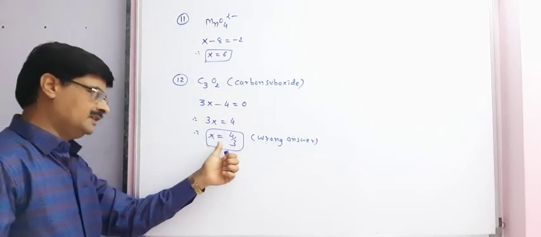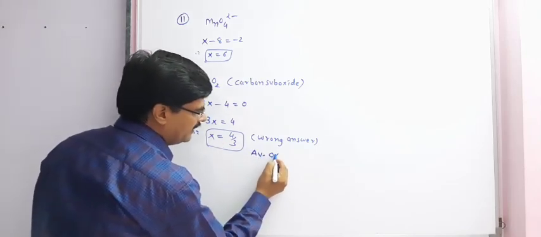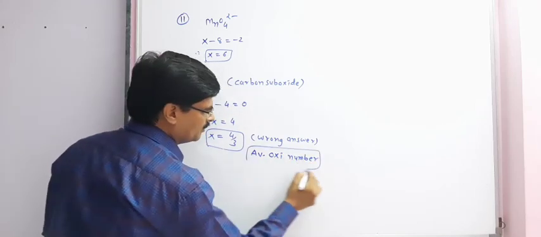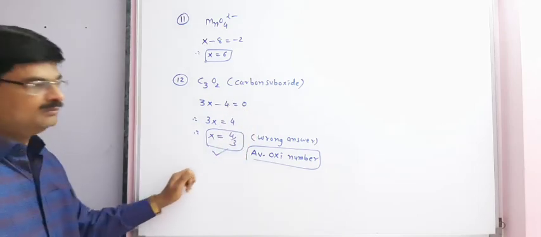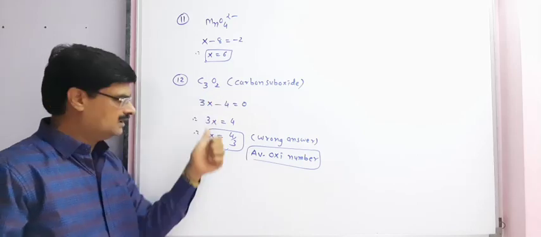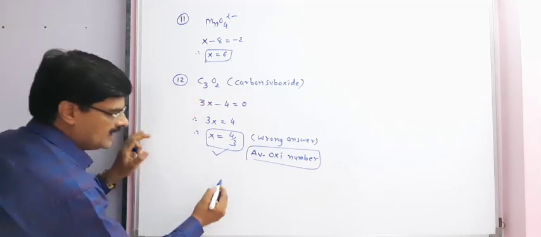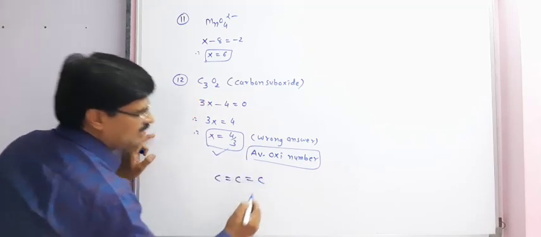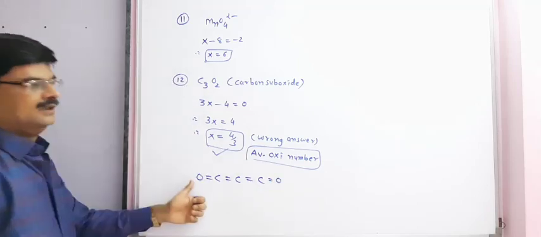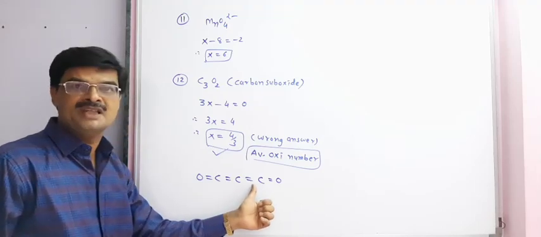Yes, if it is asked to you to find out the average oxidation number, then this is right. But if it is asked to you to find out the oxidation number of carbon, then do not write this answer. How do we find out the answer for this? Let's draw the structure of carbon suboxide.